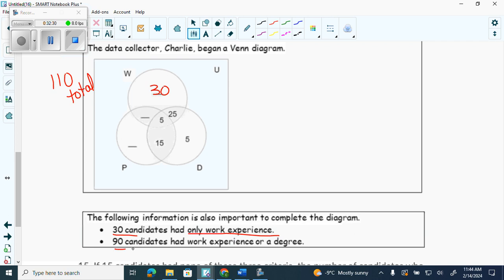90 candidates had work experience or a degree. So that's the or snowman, right? There needs to be 90 in here. I currently have, that's 40, 70, 80. So how many are here? 10. How do I get these people? How'd you do that? Okay, so how many would this be? The snowman adds to how many? But there's 15 on the outside.